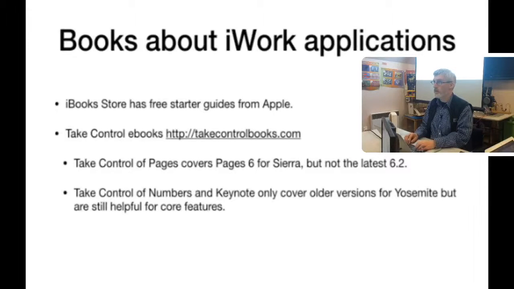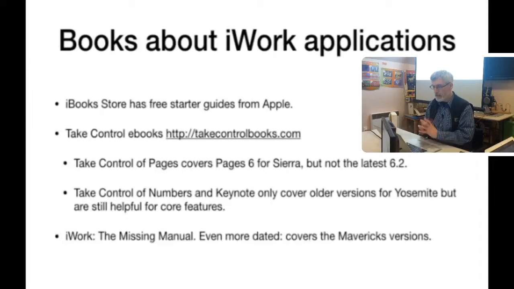And they make them available as a PDF, an EPUB, which will open in iBooks, or as a Mobi file, which will open on a Kindle. So you can get all three formats if you want to once you've bought it. There's also a Missing Manual series book called iWork, the Missing Manual. However, it was printed in 2014 and hasn't been updated, so it only covers the even older Mavericks version of 10.9, that is, of iWork, so it's more dated than the other options.